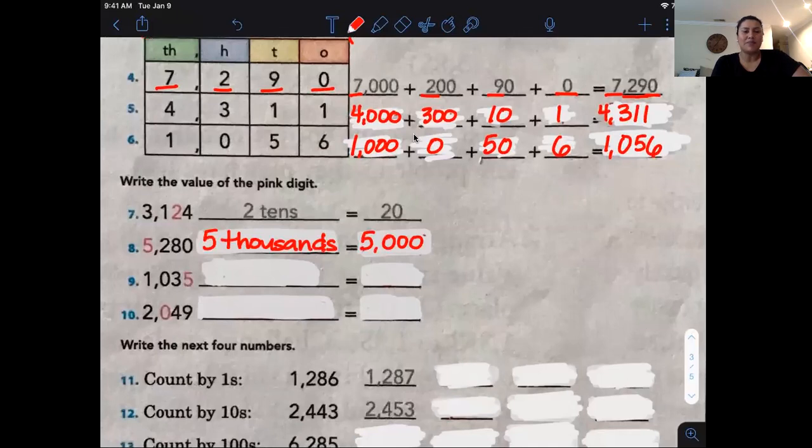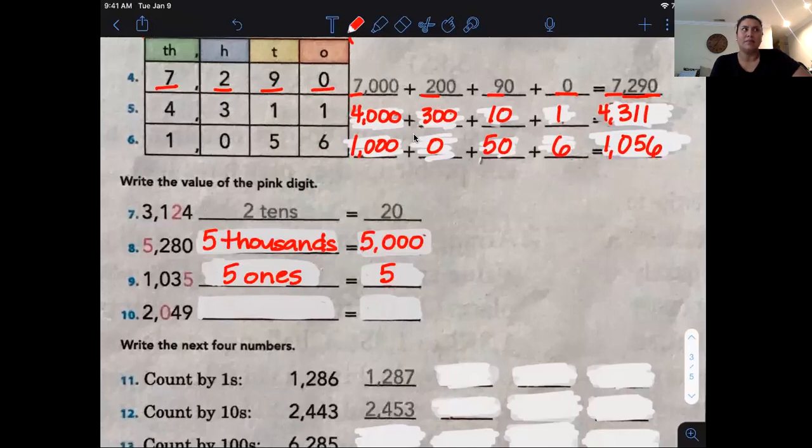Stay with me. Number 9, what's the digit we're looking at? Well, let's read the number together. Are you ready? 1,035. There's no hundreds. There are 3 tens, 1,000, and 5 ones. So we're looking at 5 ones. So let's write 5 ones. And how would you write 5 ones? If you had 5 ones, it's just 5. Good job. All right.